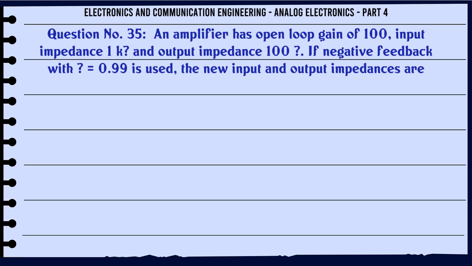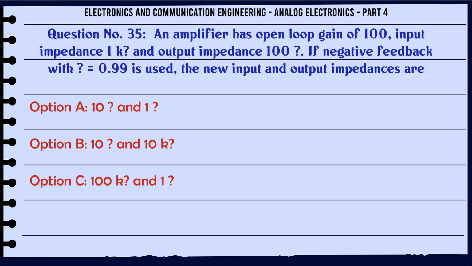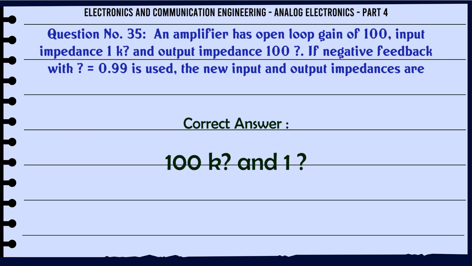An amplifier has open loop gain of 100, input impedance 1K and output impedance 100. If negative feedback with 0.99 is used, the new input and output impedances are A) 10 and 1, B) 10 and 10K, C) 100K and 1, D) 100K and 10. The correct answer is 100K and 1.